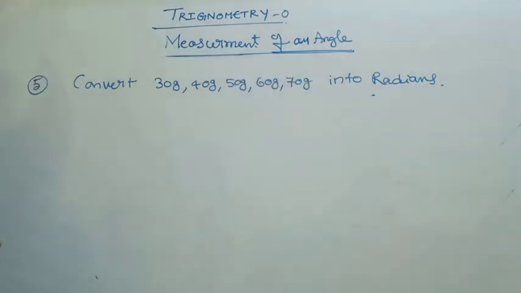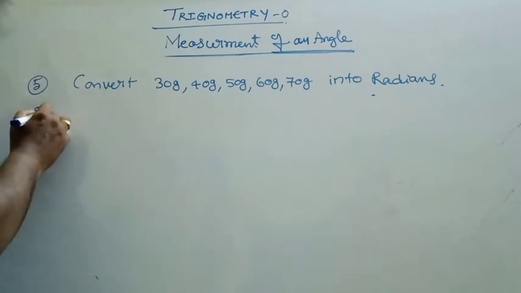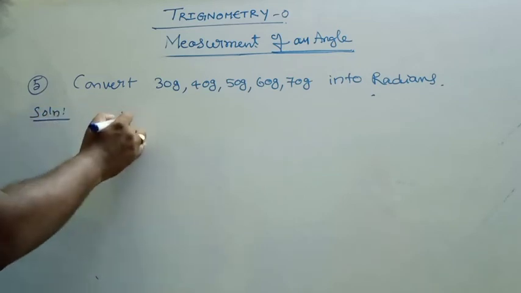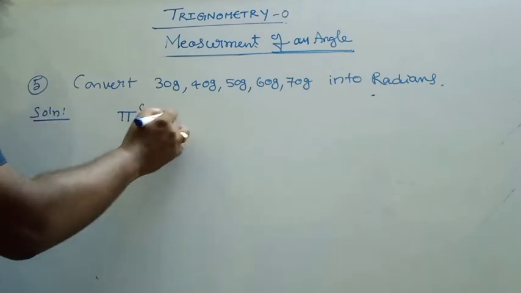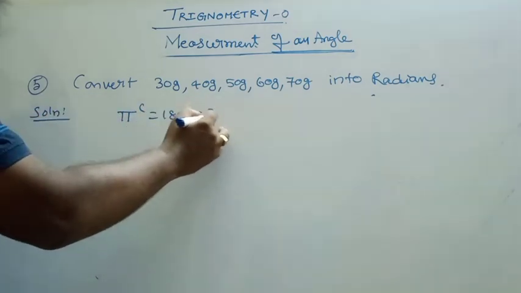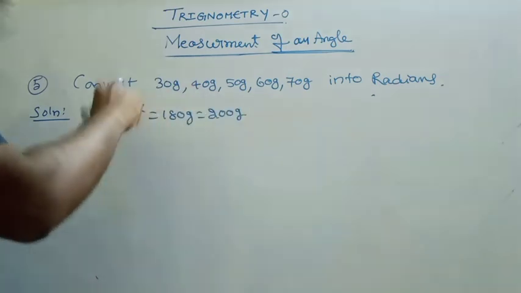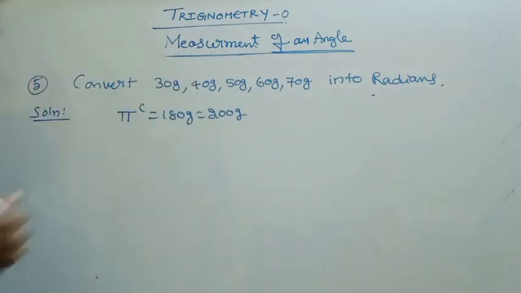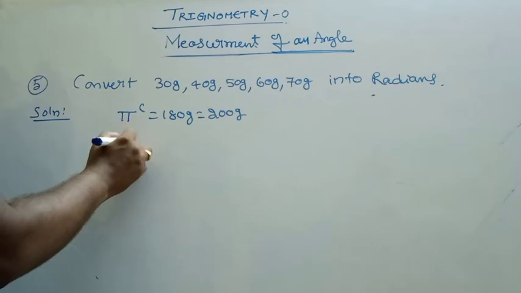Now we have to convert 30 grades, 40 grades, 50 grades, 60 grades, 70 grades into radians. Right, my dear students, how we are going to do this is, as I told you, pi radians is equal to 180 degrees, and that is equal to 200 grades. Now it is a relation between radians and grades. That's why you see here 200 grades.